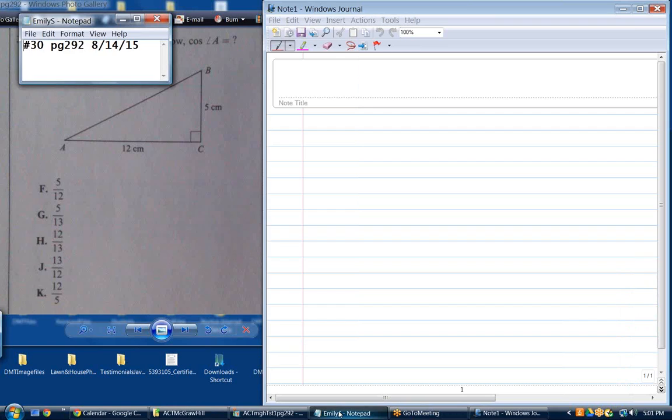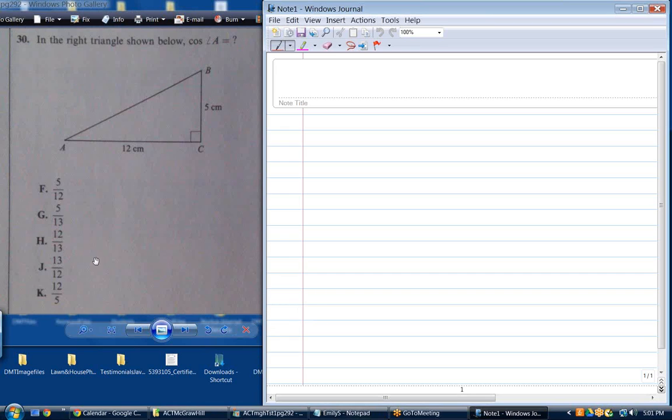My notes say that we got through question 30 three weeks ago. This was question 30. Remember what the cosine of A is? It's in my notes that we did. But do you want to do 30 again? Yeah, you should know this one. This is a pretty easy one.